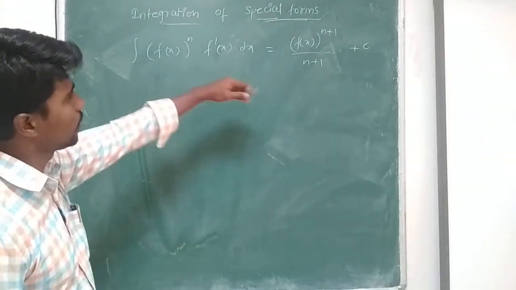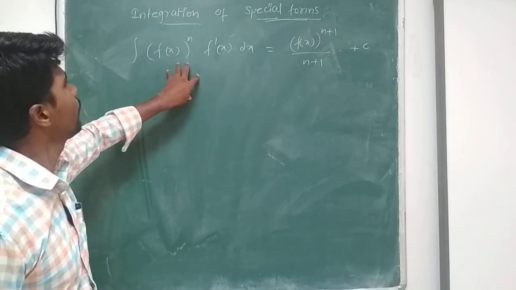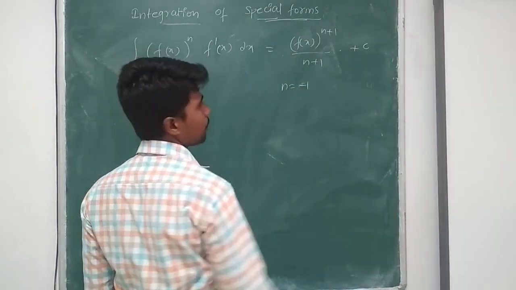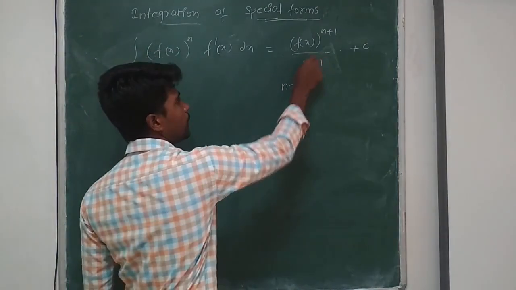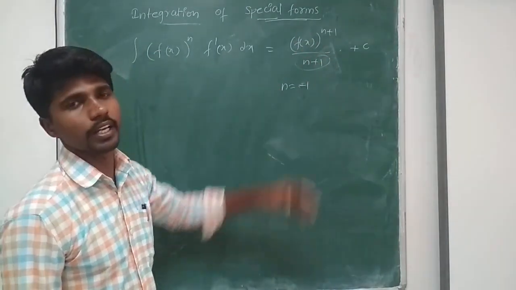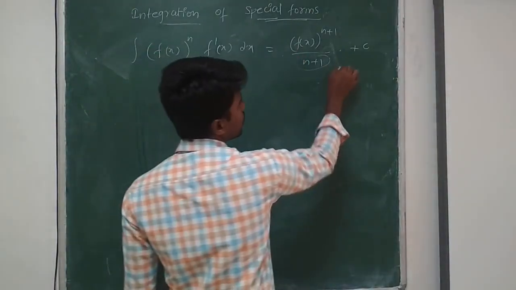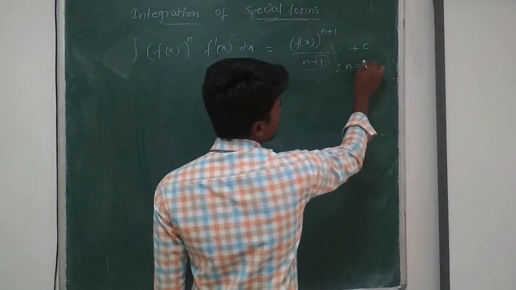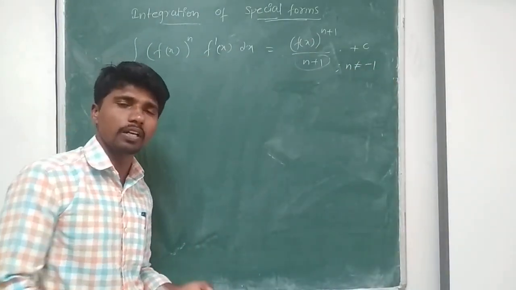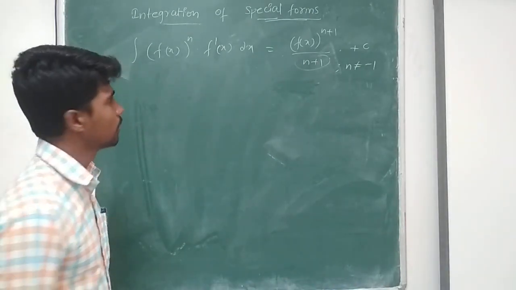In this particular case, we can find it is not applicable for all real numbers. If n value is minus 1, what happens? Denominator becomes 0. So this comes under 0 by 0 form, which does not exist. So if I want to apply this formula, there is a condition, which is n is not equal to minus 1. If n is equal to minus 1, then we have another formula. Those are two special cases, so we discuss them in this particular lecture.